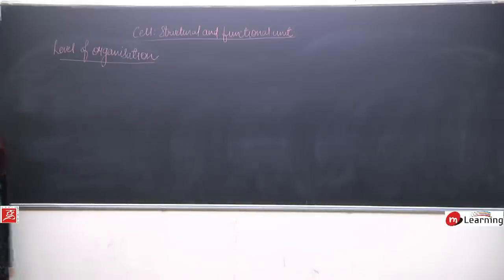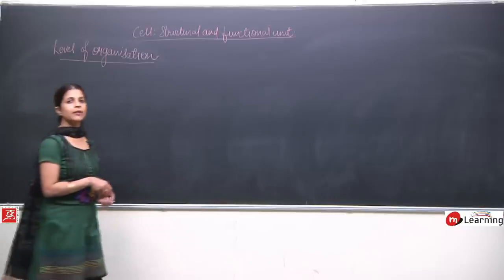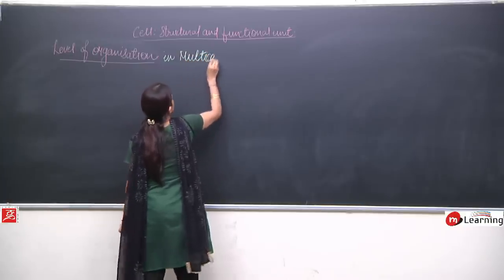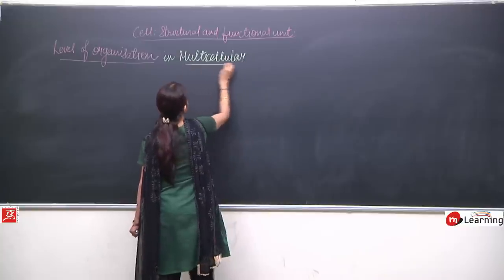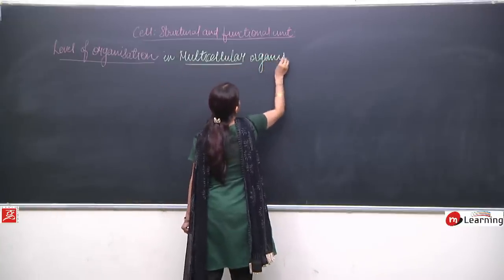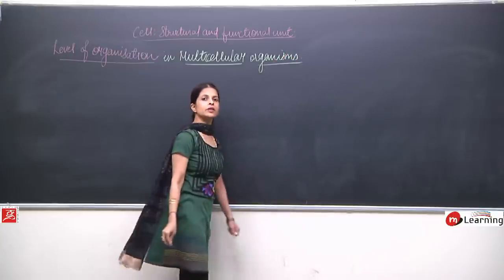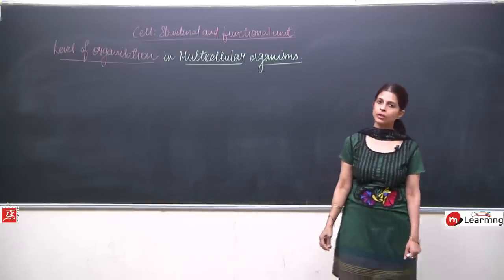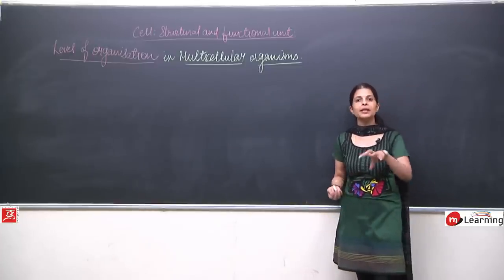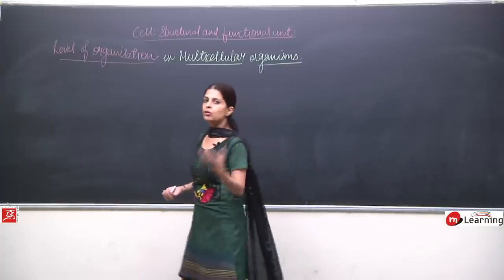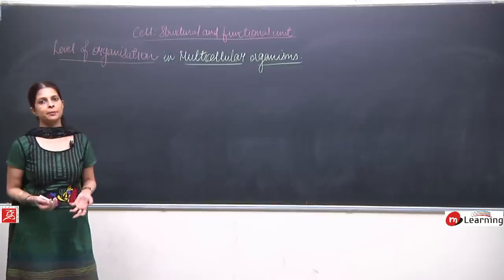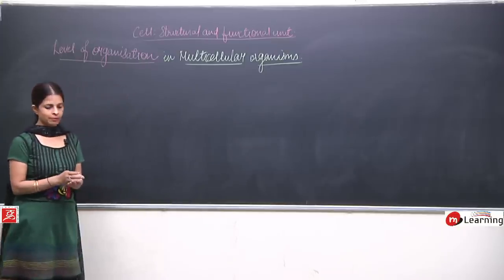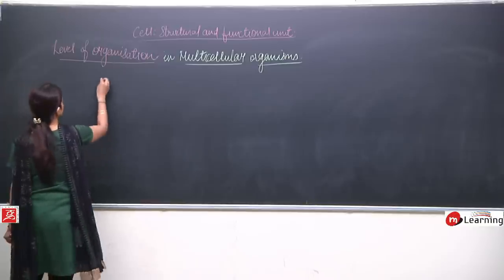When we talk about the level of organization, in what are we talking? Level of organization in multicellular organisms. Why don't we need to read this in unicellular organisms? Because we know a unicellular organism has only one cell, so whatever functions are carried out, all those functions are carried out by the single cell. Now when we talk about the level of organization in multicellular organisms, first of all, what is the basic unit?